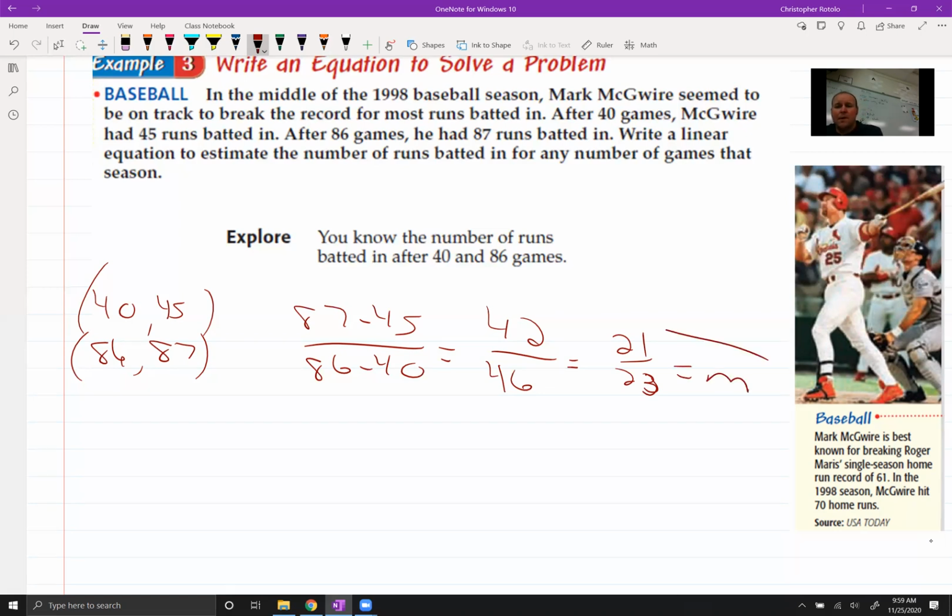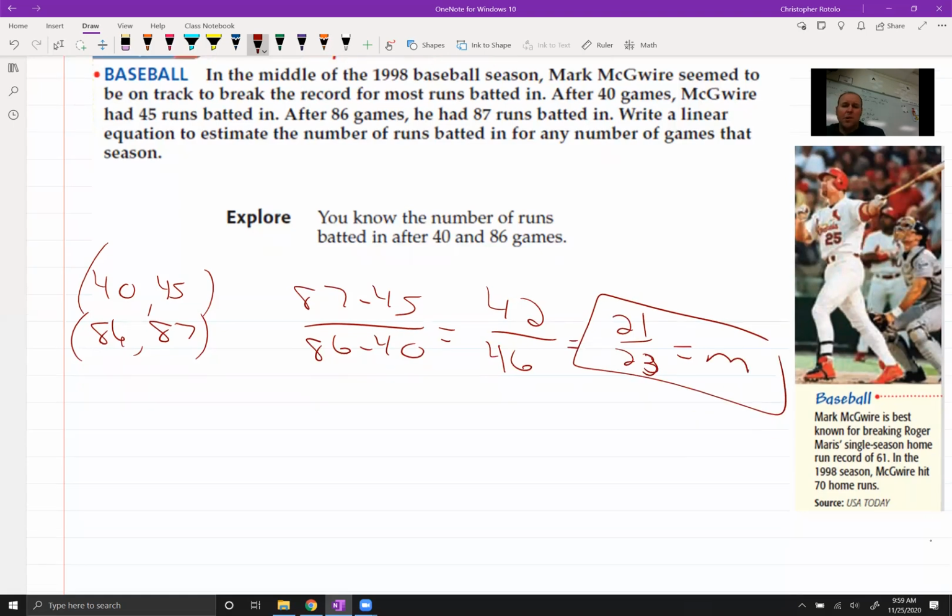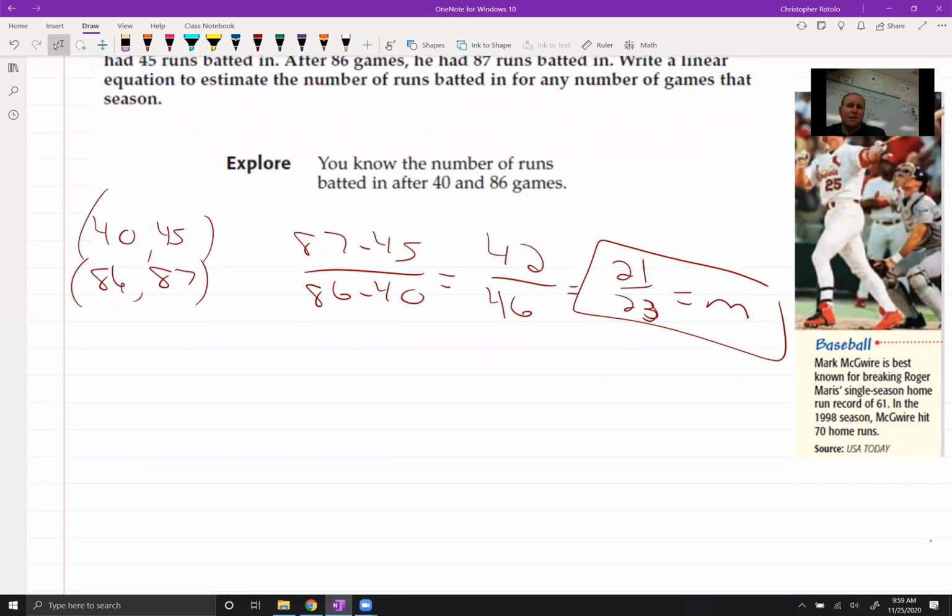So I have a slope, and we're going to pick one of these ordered pairs. Now, my mom thinks I'm really smart, okay, because I would pick the smaller of the numbers. Now, if I was super duper smart, I would use any numbers in here and use like the really big ones to impress her. But she's my mom, so she thinks I'm smart. It's okay. y minus 45 equals 21 over 23 times x minus 40. Thanks, Mom, if you're watching this.